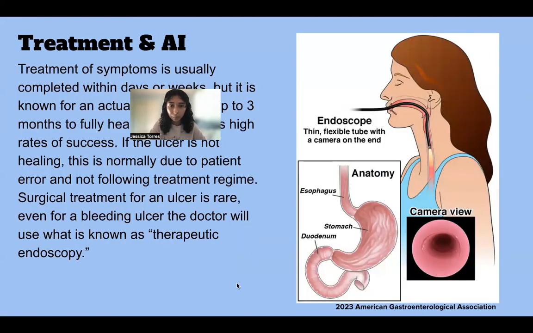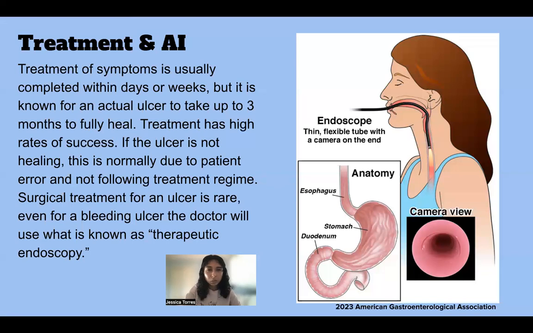Treatment and prognosis. Treatment of symptoms is usually completed within days or weeks, but it is known for an actual ulcer to take up to 3 months to fully heal. Treatment has high rates of success. If the ulcer is not healing, this is normally due to patient error and not following the treatment regimen. Surgical treatment for an ulcer is rare.